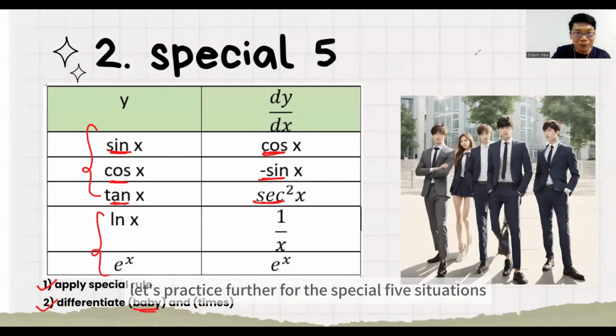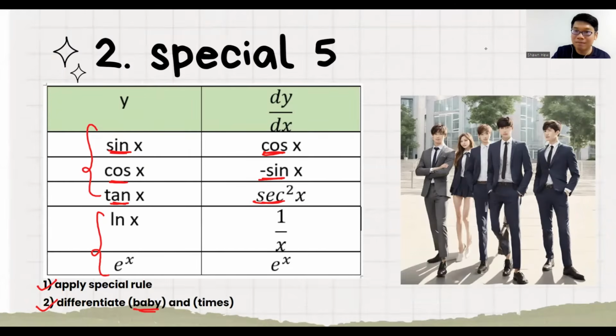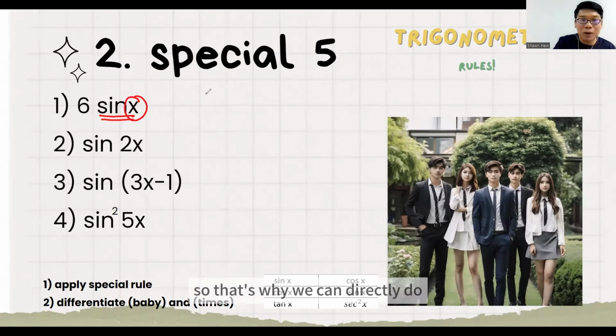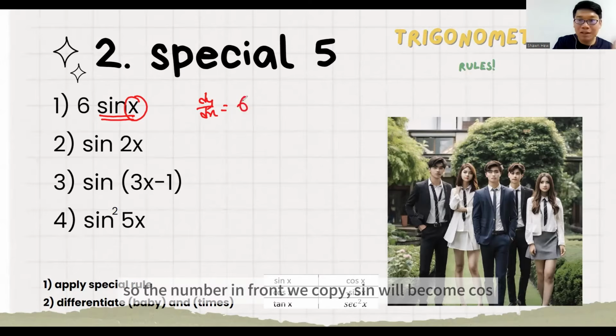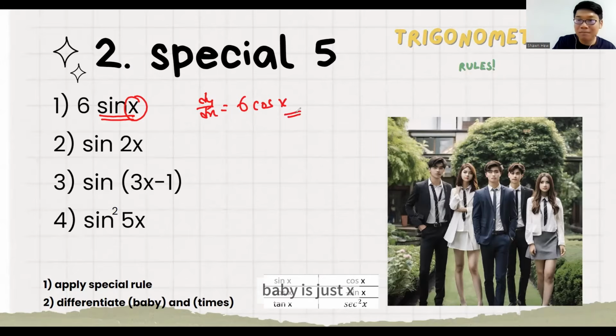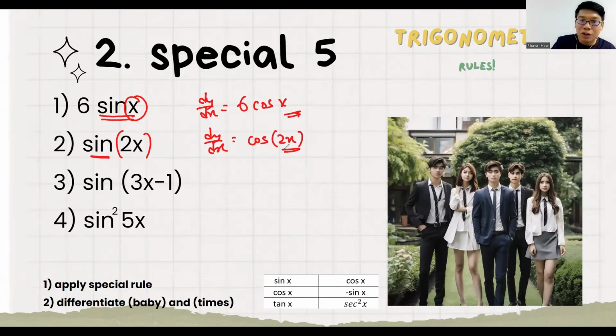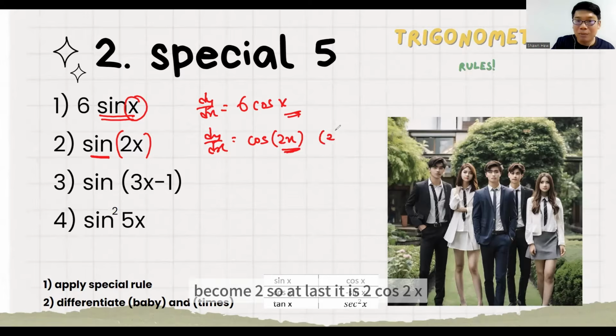So let's practice further for the special 5 situation. So first question is a sine. The baby is just x. So that's why we can directly do without using the second step. So the number in front we copy. Sine will become cos. Baby is just x. First step done, done. Okay, second question, it involves baby. So our dy/dx, step 1, sine change to cos. Step 2, 2x, we need to differentiate and become 2. So at last it is 2 cos 2x.